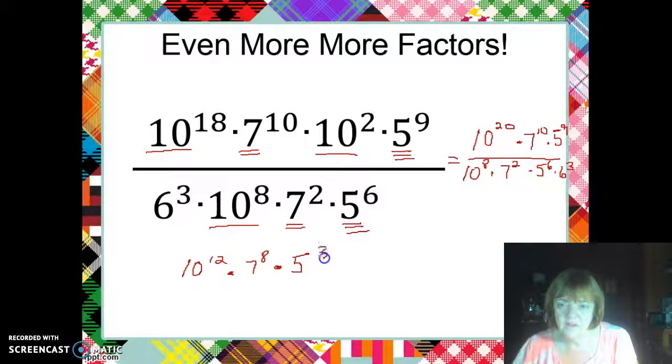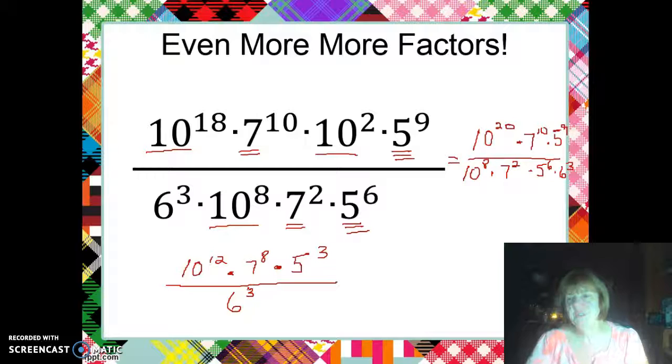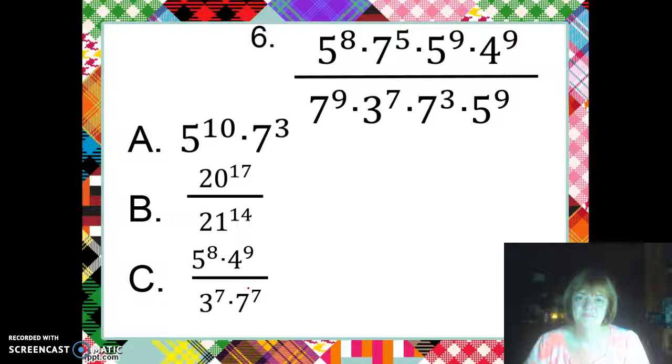Fun stuff, huh? Now, I took care of everything in the top, took care of all 3 of these. All I got left is my 6 cubed. It cannot combine with anything. So I'm just going to leave that poor little lonely thing down there. All his friends left. Bummer. Okay. After all that explanation, take a look at this and see what you can do with it.